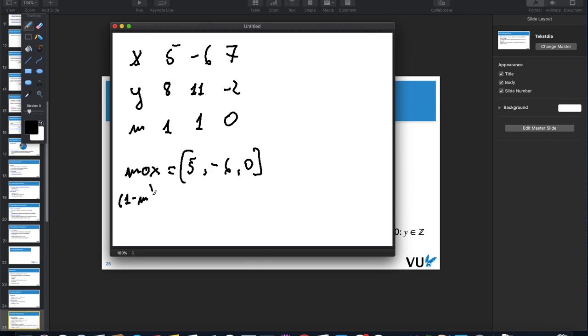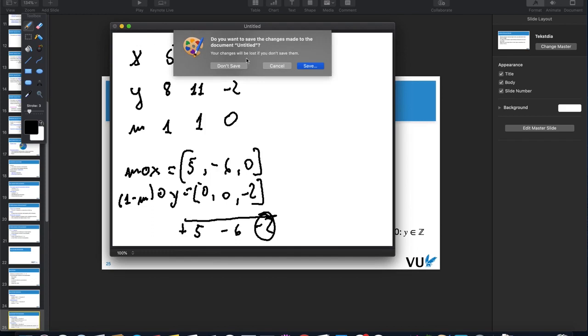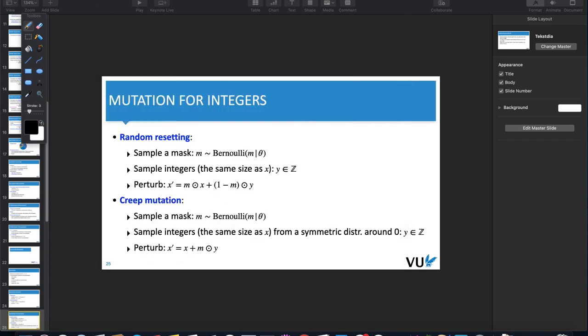Now we take the opposite mask and multiply with y. So we see that it's 0, 0, minus 2. And now we add these two together, element-wise, so we have 5, minus 6, minus 2. So we see that from the original we changed the last dimension. Right. Another thing is actually very simple.